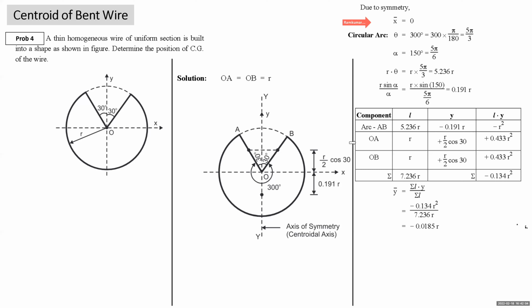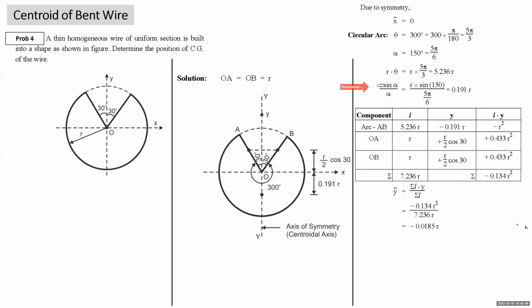Now, for the straight lengths, that is OA and OB, length is r, and the y coordinate is r by 2 cos 30 above the x-axis, r by 2 cos 30 above the x-axis for OA also. Right? Now we come to this circular arc. This circular arc subtends an angle at the center of 300 degrees. So for the circular arc, theta is 300 degrees, 360 minus 60, 300 degrees into pi upon 180, 5 pi by 3. Alpha will be 150 degrees or 5 pi by 6. R into theta, R into 5 pi by 3 is 5.236 r. Then R sine alpha upon alpha, R sine 150, with alpha in the numerator in degrees and in the denominator in radians, you get 0.191 r. So the arc length is 5.236 r.